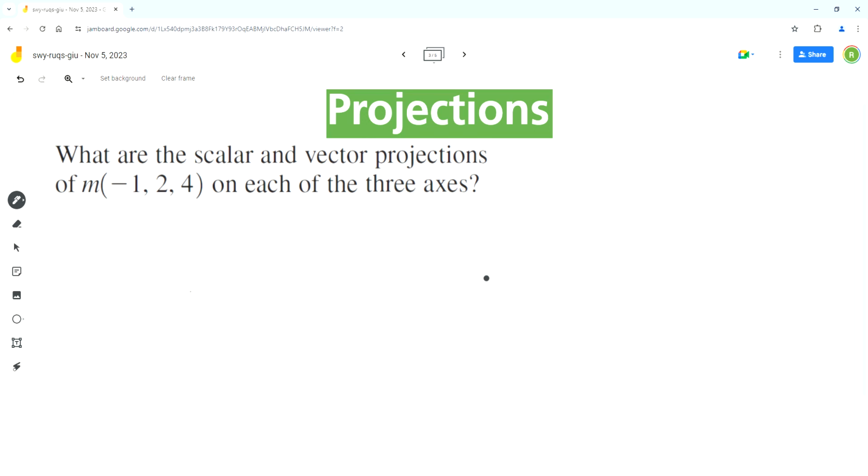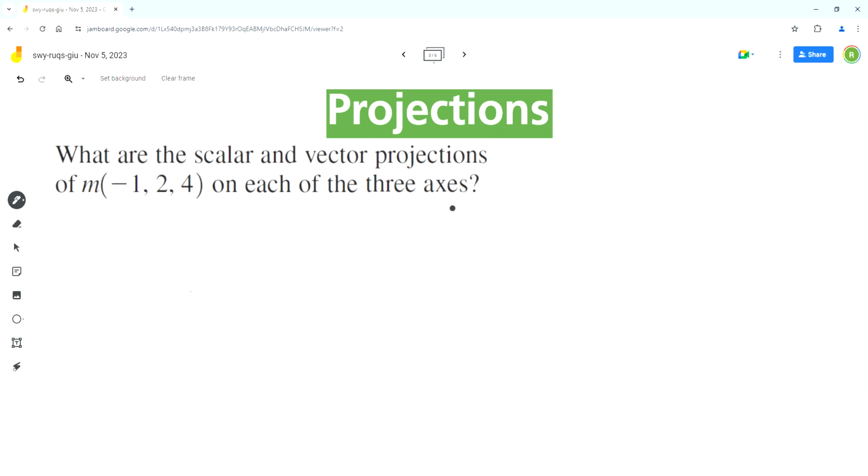So in this video, we'll solve this problem using the concepts of projections. As per the problem, what are the scalar and vector projections of m(-1, 2, 4) on each of the three axes?